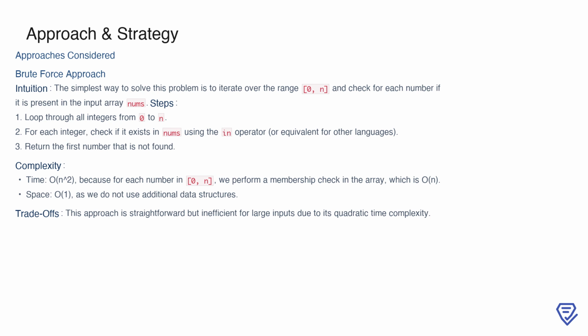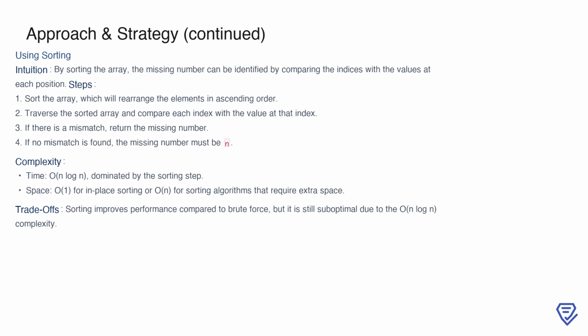This approach has a time complexity of O(n squared), since for each of the n numbers, we perform a linear search through the array. While the brute force method is conceptually simple and does not require additional memory, its inefficiency for large inputs makes it unsuitable for practical use cases where n is large. This quadratic time complexity is the main trade-off, making this approach more of a theoretical baseline rather than a recommended solution. An improvement over brute force is the sorting approach.